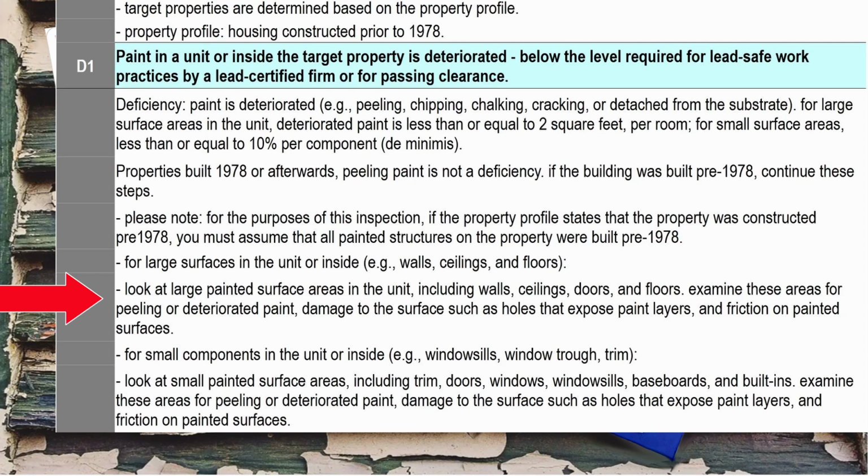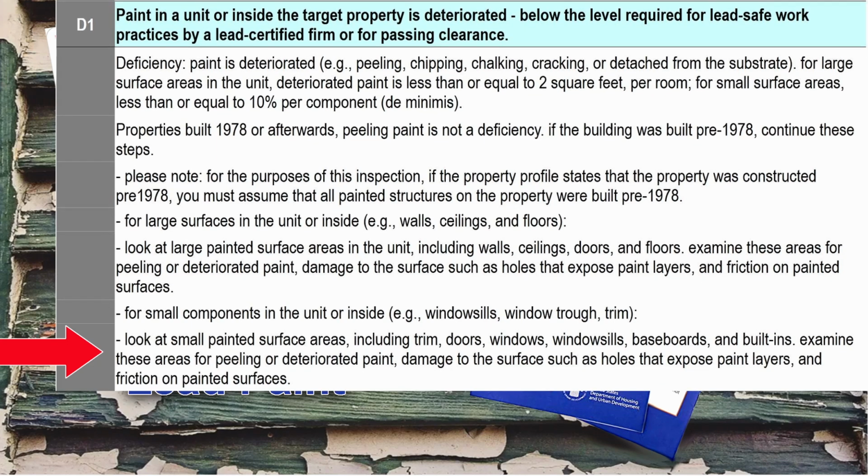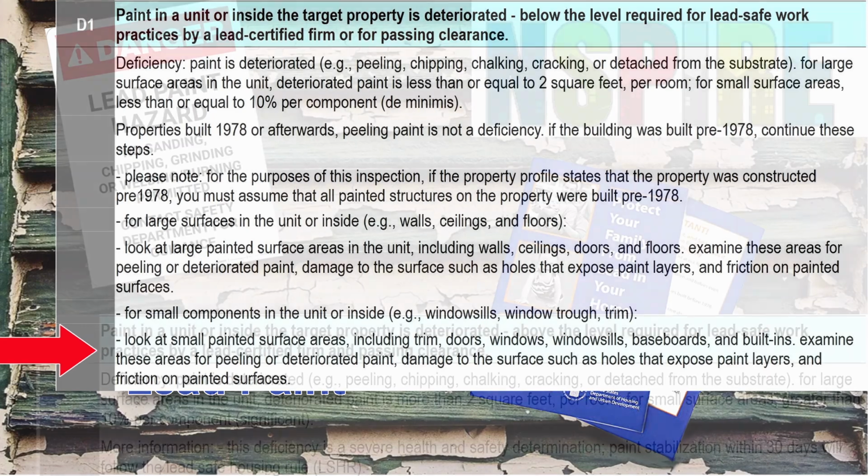Examine these areas for peeling or deteriorated paint, damage to the surface such as holes that expose paint layers, and friction on painted surfaces. For small components inside the unit or inside the common areas, like windowsills, the window trough, trim, look at small painted surface areas, including trim, doors, windows, windowsills, baseboards, and built-ins. Examine these areas for peeling or deteriorated paint damage to the surface such as holes that expose paint layers and friction on painted surfaces.